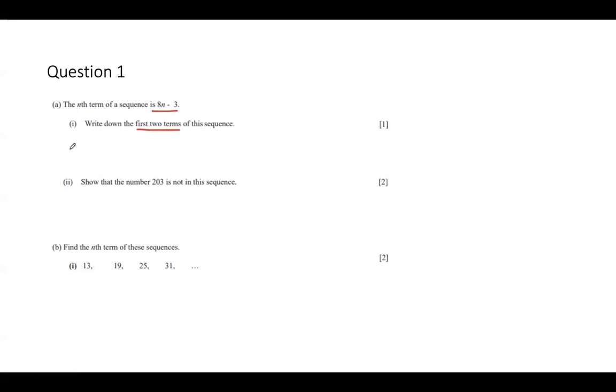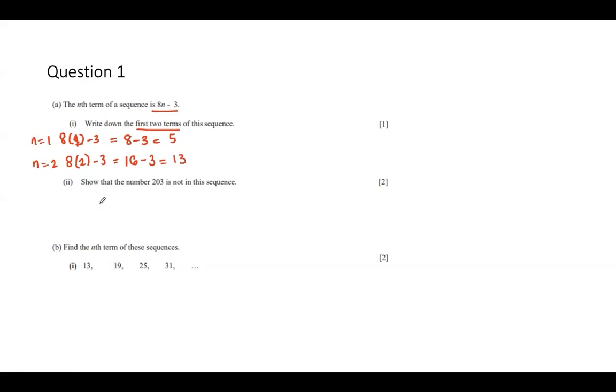Fairly straightforward. All you need to do is to plug in n is equal to 1 into this equation. So that's 8 minus 3, which is 5. And n is equal to 2, which is 8 times 2 minus 3, which is 16 minus 3, which is 13. So the first two terms are 5 and 13.